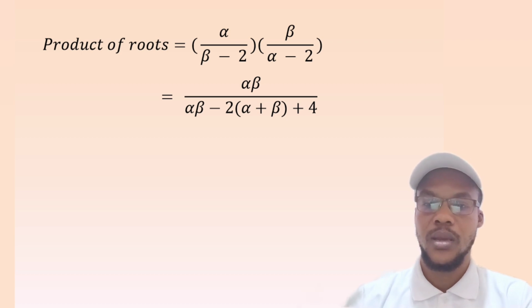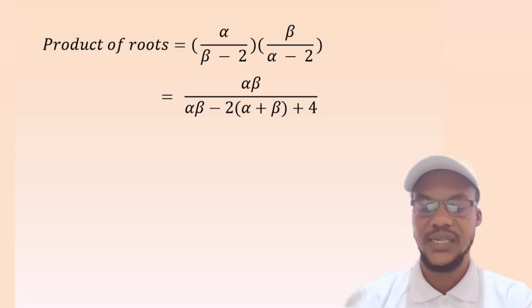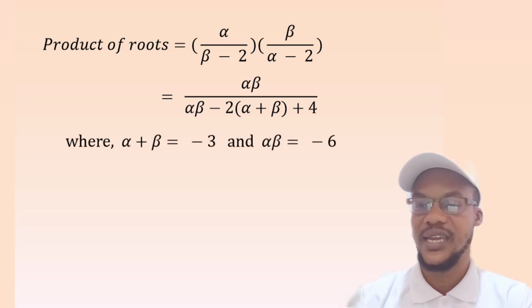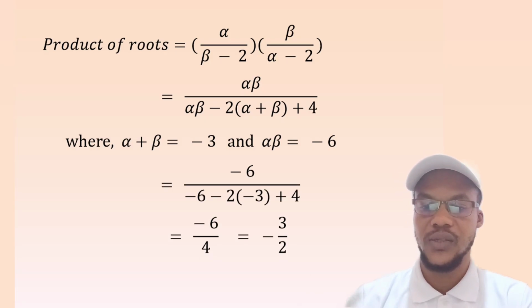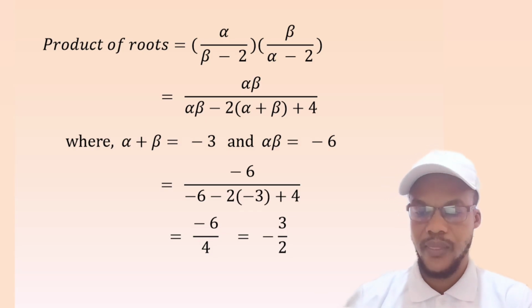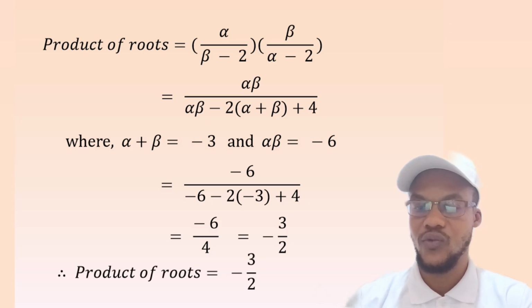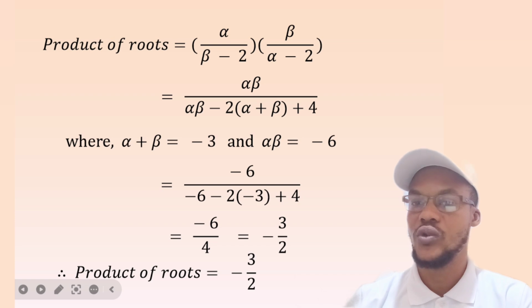Once we already have alpha beta and alpha plus beta, we just substitute those values. Yes, so we have it as negative 3 and negative 6. We just substitute and see what we are going to get. If we substitute, then we are going to get negative 3 on 2. This suggests that the product of the roots gives us negative 3 on 2, and that is what we are going to get.